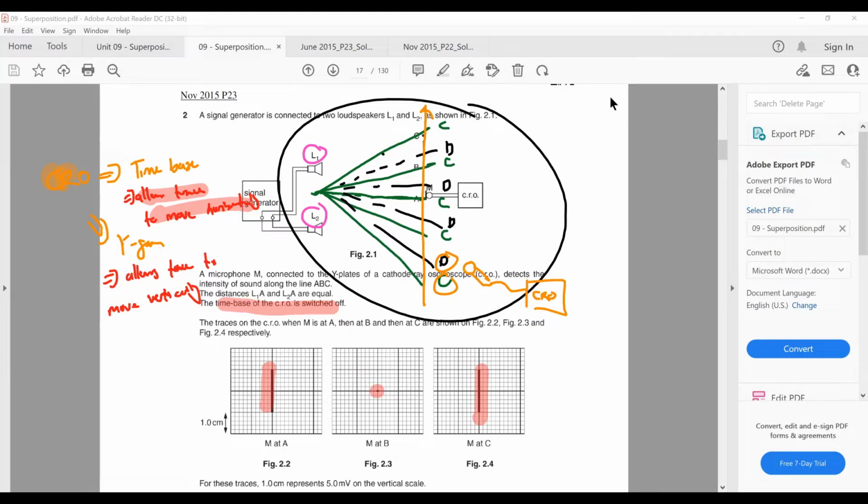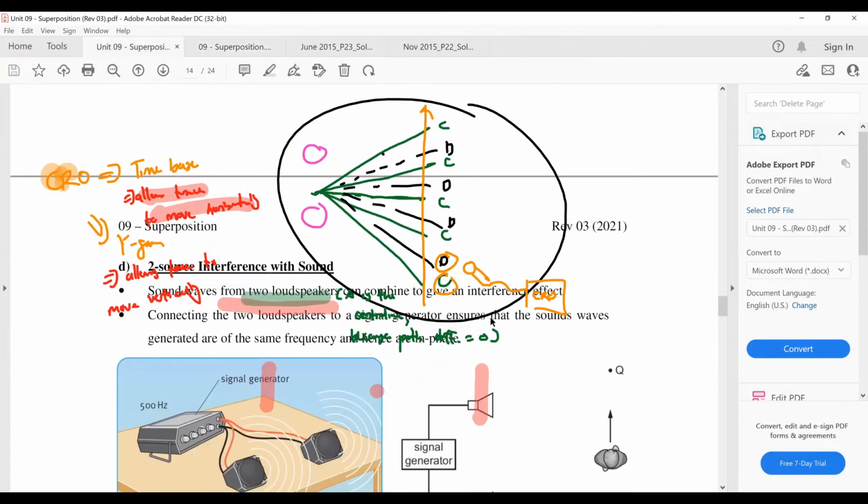Now, another important thing I should tell you here is this. They tell you distances L1A and L2A are equal. That means A is the center line because the path difference is 0. Okay, whenever you see mention of distances L1A, L2A are equal, or something similar, that already implies to you that that point is actually the center line.